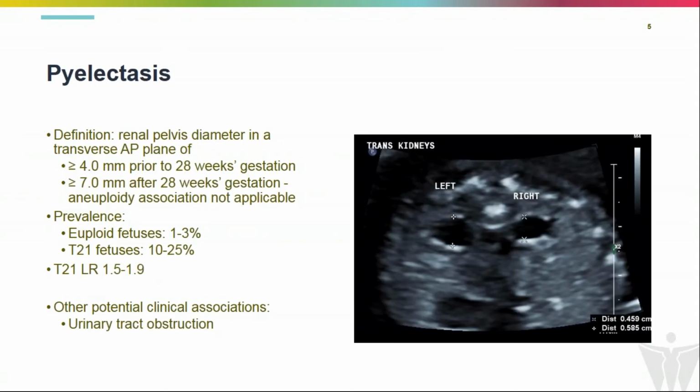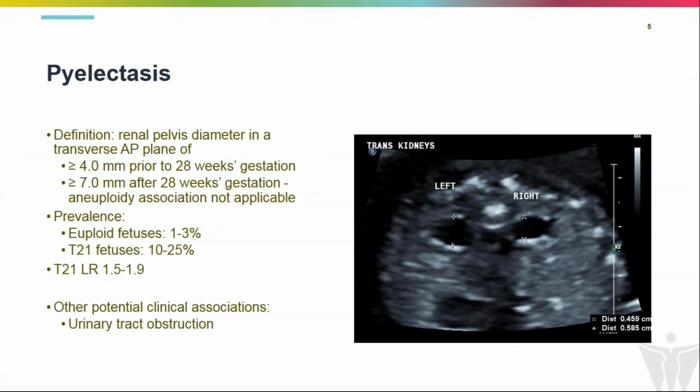We then move on to pyelectasis. Pyelectasis is also something that we frequently see. On the image there, you can see a transverse view of the fetal kidneys, and we measure the renal pelvis in the transverse AP plane. Pyelectasis is defined as an AP diameter greater than or equal to 4 millimeters prior to 28 weeks.